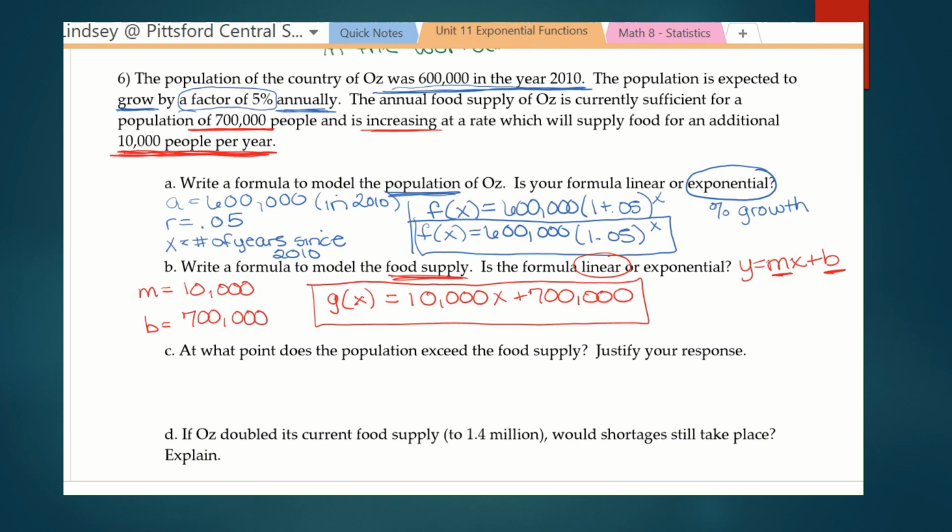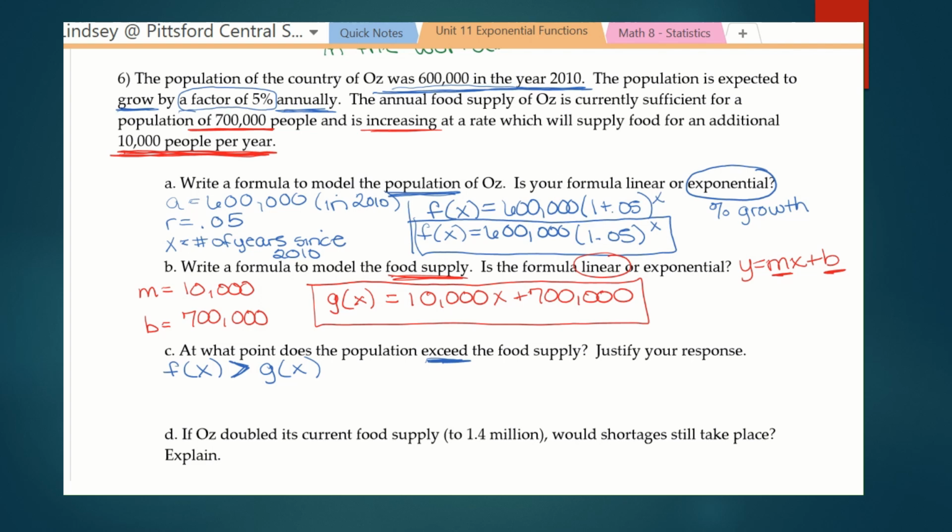So we have a formula to represent what's happening to the population and a formula to represent what happens to the food supply. So at what point does the population exceed the food supply? When we say this, we're looking at what point does the population end up greater than the food supply. In our case here, remember f of x represents population. So I'm looking at when f of x ends up greater than g of x. Now we could do this by hand, or we can go to our calculator. I'm actually going to plug into my calculator right now.